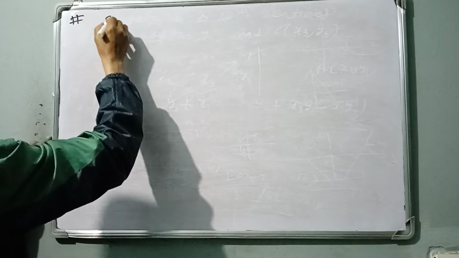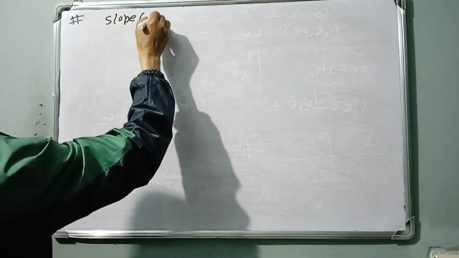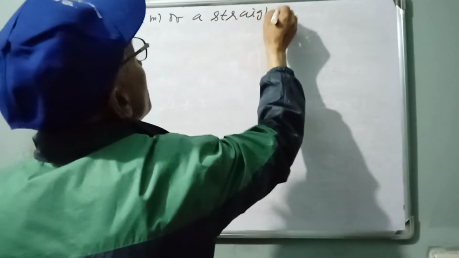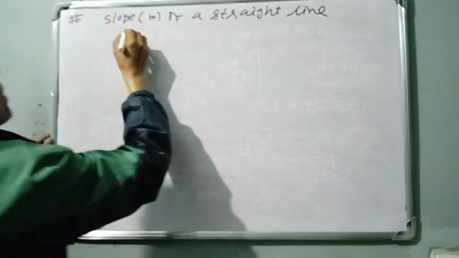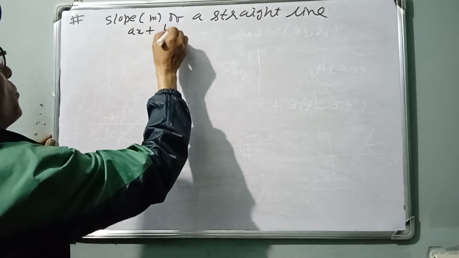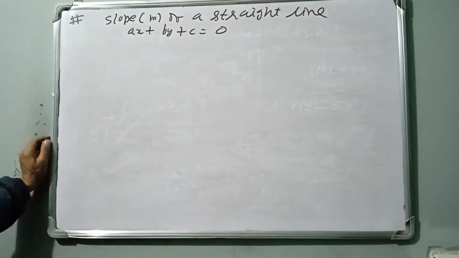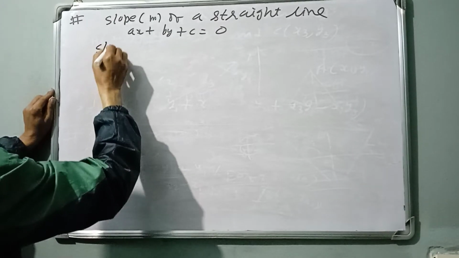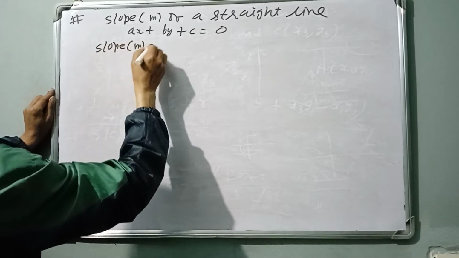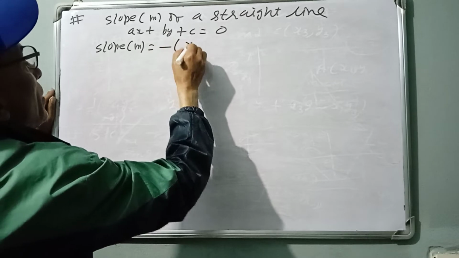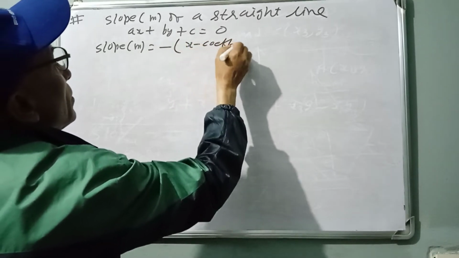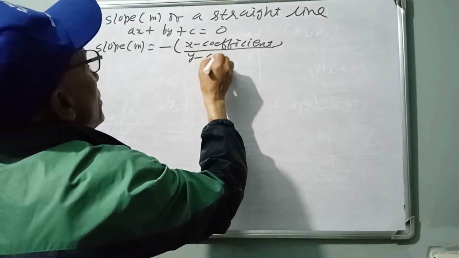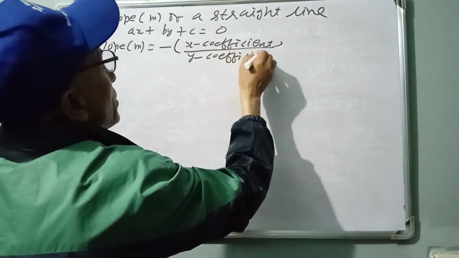The slope of a straight line, slope m of a straight line. Suppose the straight line is ax plus by plus c equal 0. What is the slope of the line? The slope of the line is slope m equal minus x coefficient upon y coefficient.